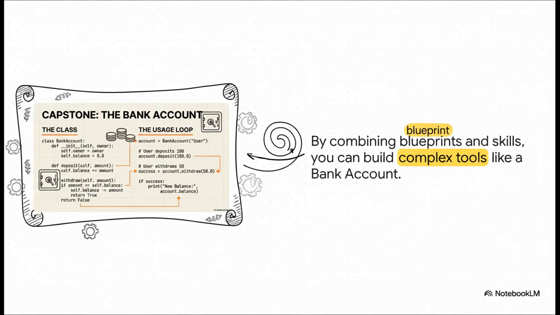And this is where it all comes together. The BankAccount class is a blueprint that holds data, like the balance, and has skills, like deposit and withdraw. We then create an actual account from that blueprint and use our other tools to interact with it. This is how all those pieces, variables, conditions, loops, and functions, combine to build a real working application.